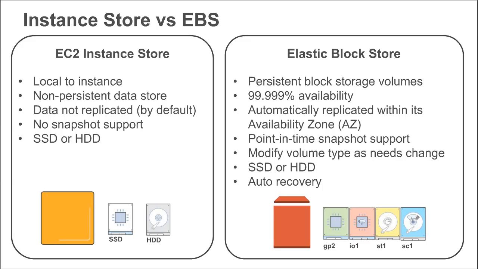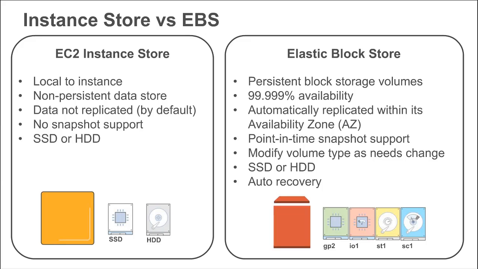EBS volumes are also elastic, meaning that you can change the volume type and performance characteristics live while you're using the volume, as well as increasing the size of the volume. Elastic Volumes is a feature we released a few months ago. And if you're not familiar with how you can modify your EBS volume, I encourage you to check out the documentation or watch the deep dive webinar I did on Elastic Volumes back in March of this year.